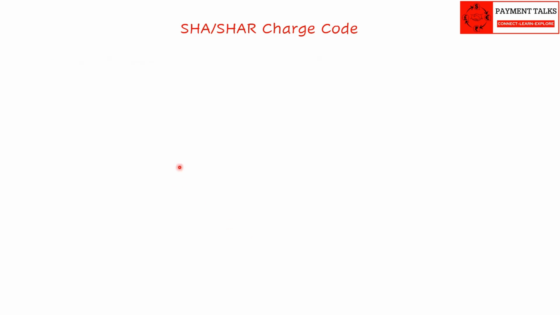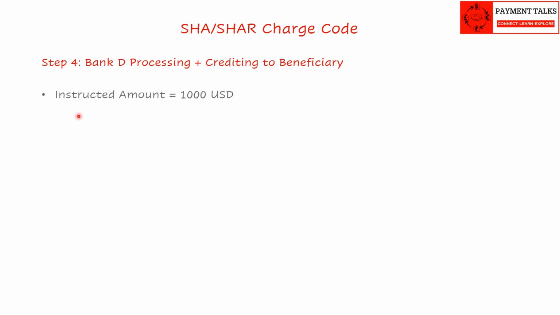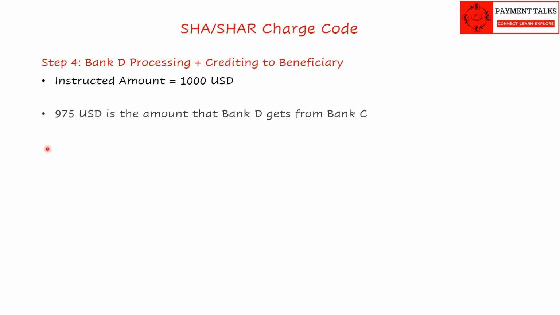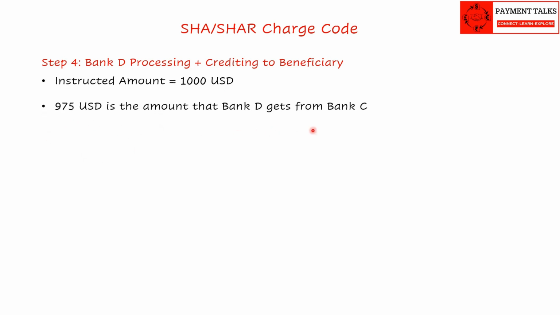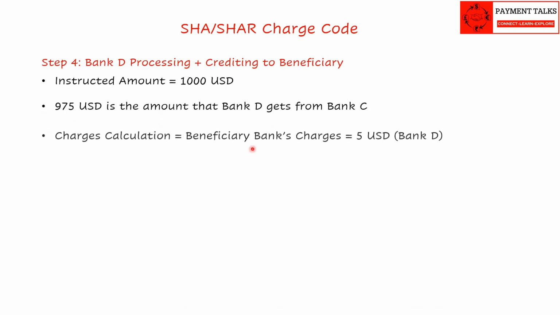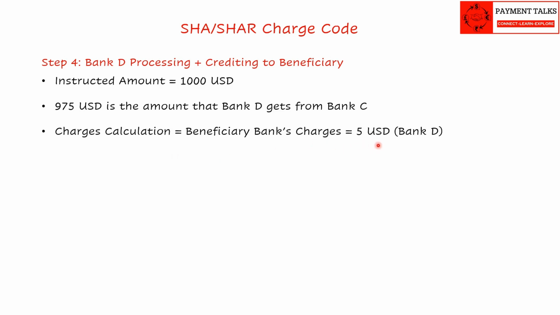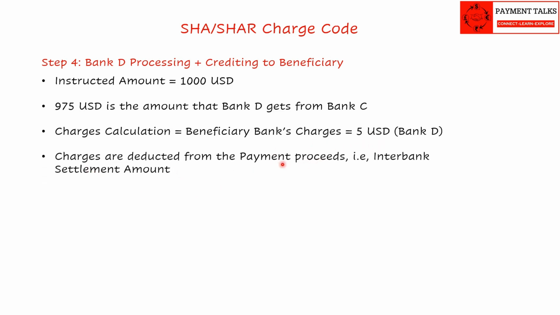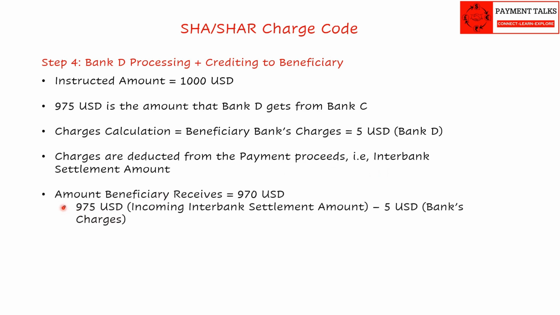Bank D receives the payment with instructed amount as 1000 USD and interbank settlement amount as 975 USD with the charge code as SHA. Bank D, after deducting its charge of 5 USD, credits the beneficiary with 970 USD. That is 975 USD minus 5 USD charges of Bank D. The customer will receive 970 USD and the charges are shared between the sender and receiver.